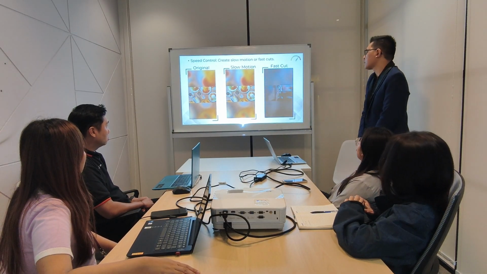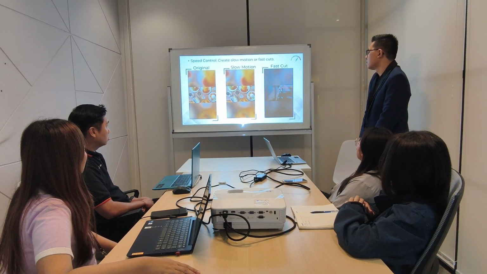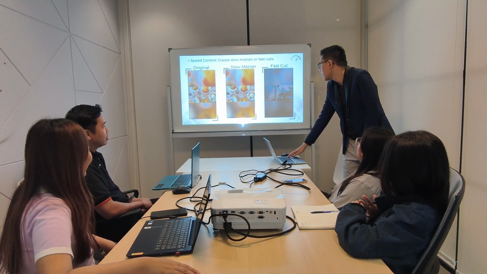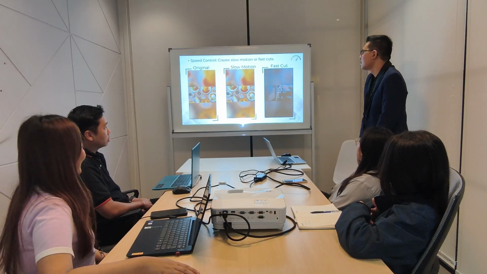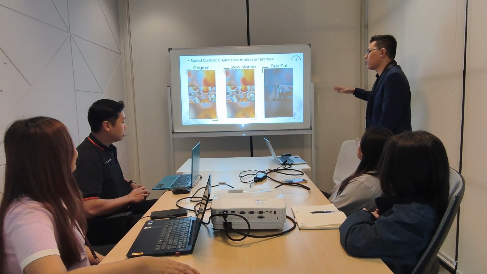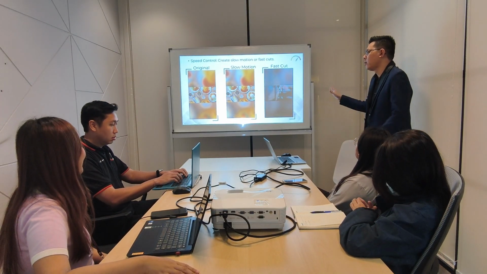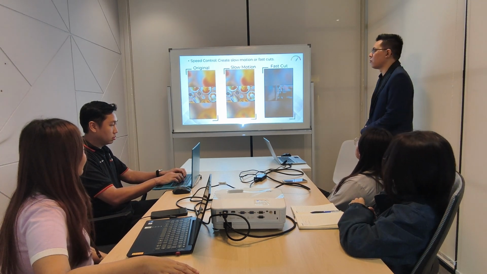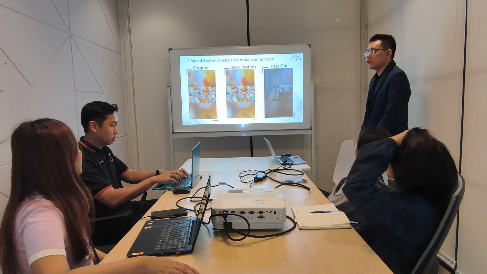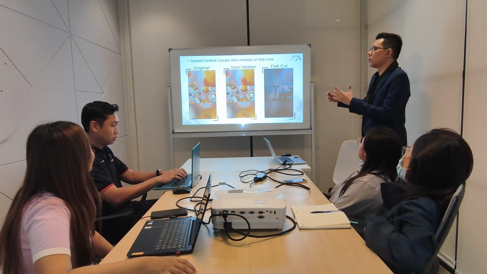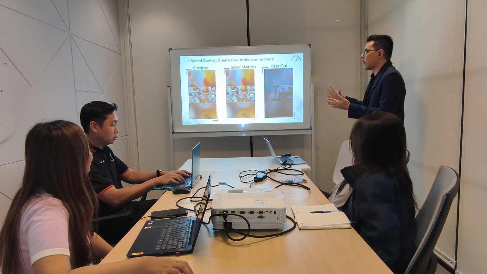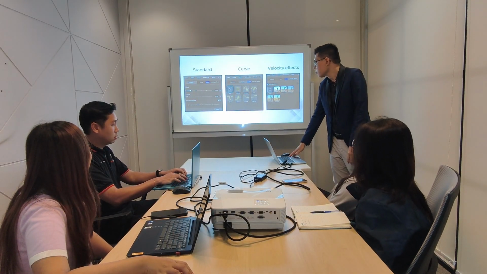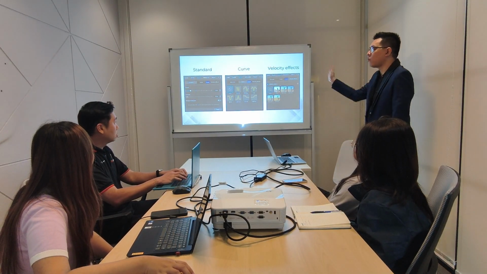And then next is fast cut. Fast cut is normally used if you want to do a very fast tempo video, an energetic fast tempo video. Then you will be using this fast cut function. So in CapCut, we can control the speed like how we want the video to show. So this is how we control the speed.